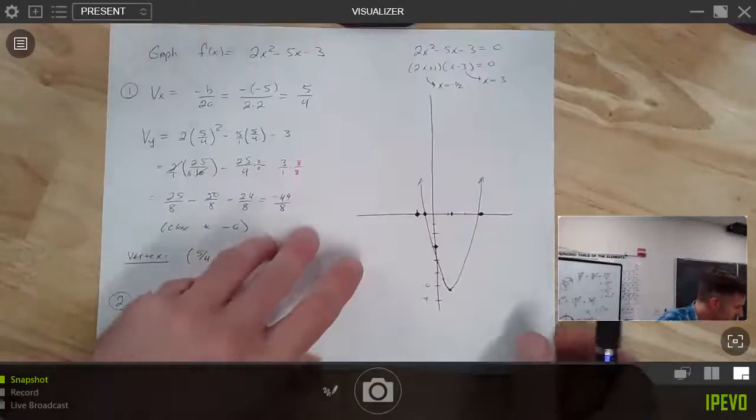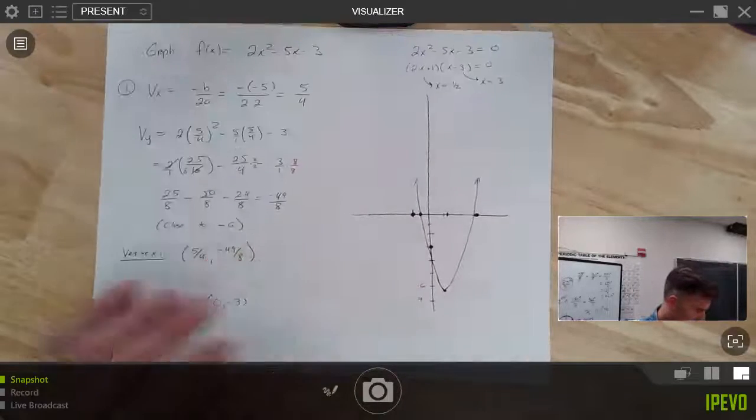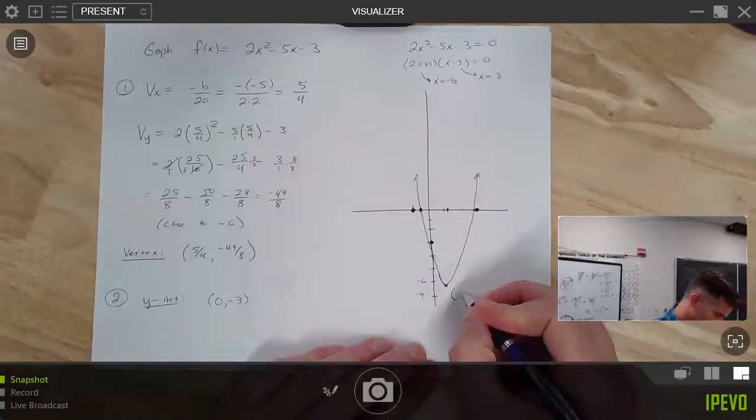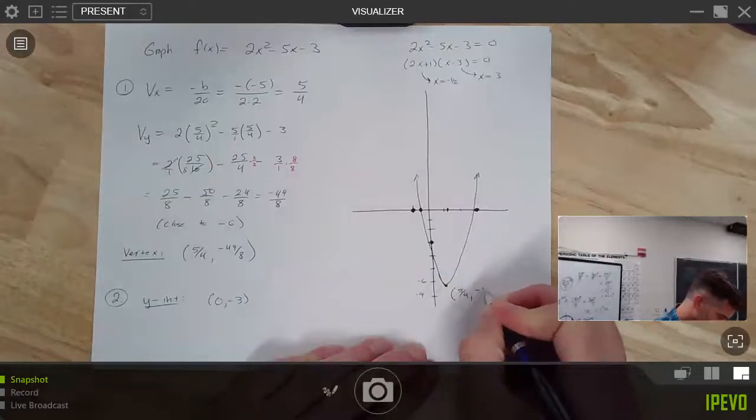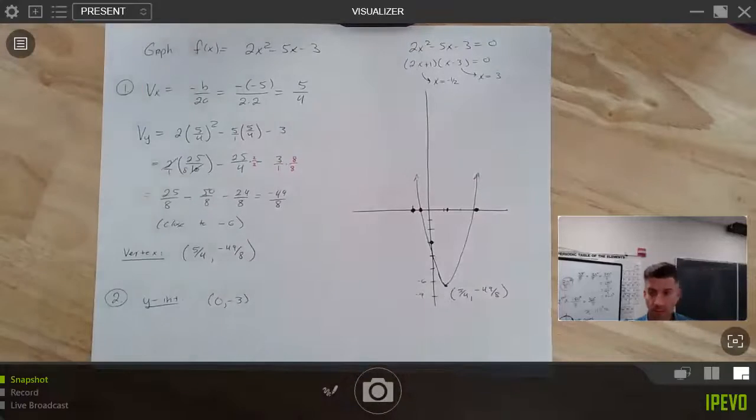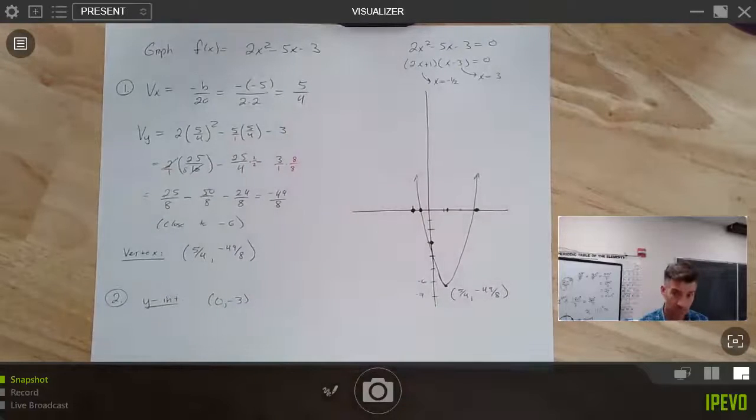I should have plotted the vertex. Like 5/4. I feel like I get confused when I see a fraction and plotting. How do you go about plotting that point?